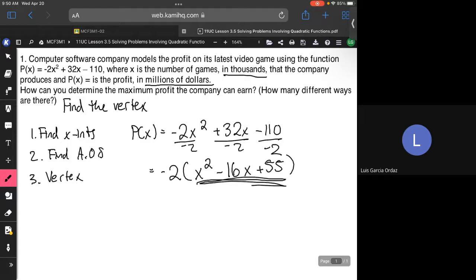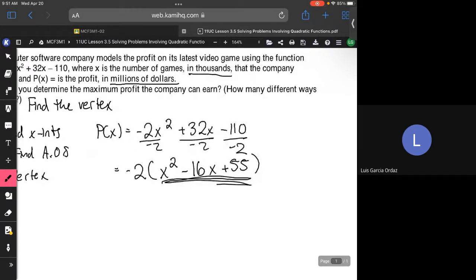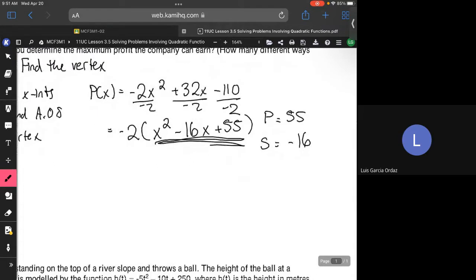So now we have my trinomial inside of my bracket. So luckily for us, there's no number in front of that x squared. So now we can use our sum and product pretty much as easy as we can. So what's my product and what's my sum? Product of 55, so negative. Okay. So remember, two numbers that multiply to positive 55 and add up to negative 16. Brooklyn, what would they be? Negative 5 times negative 11, and then negative 5 plus negative 11. Yep. So negative 11 times negative 5 gives me positive 55. Negative 11 plus negative 5 gives me negative 16, which is good.